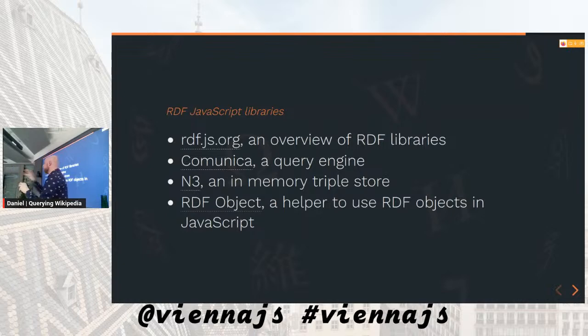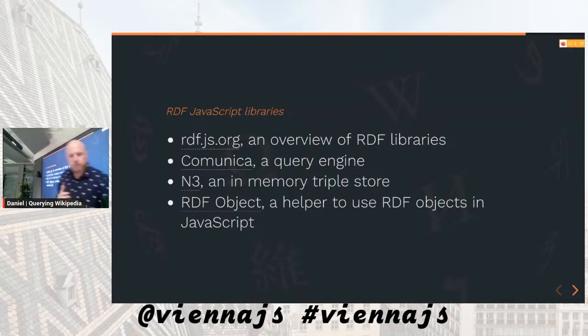So you have a query engine called Comunica, and it can query over any source. And you can have multiple source stores. It can be like a real database, but it can also be an in-memory store. And N3 is an in-memory store.